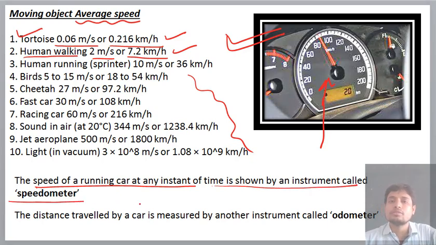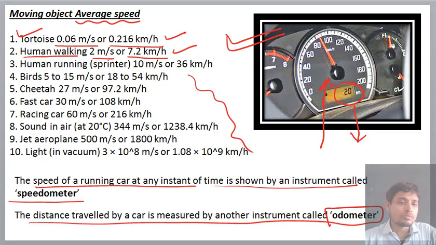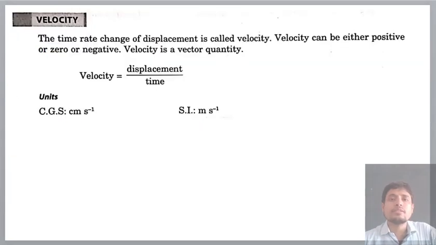Okay, and there's one more meter which tells you how much distance is covered by the car. That is called the odometer. The distance traveled by the car is measured by another instrument called the odometer. Okay. Now go to the next.